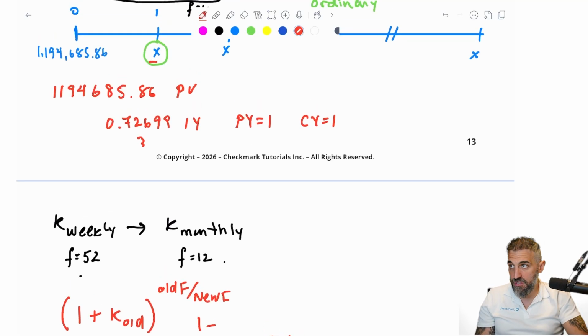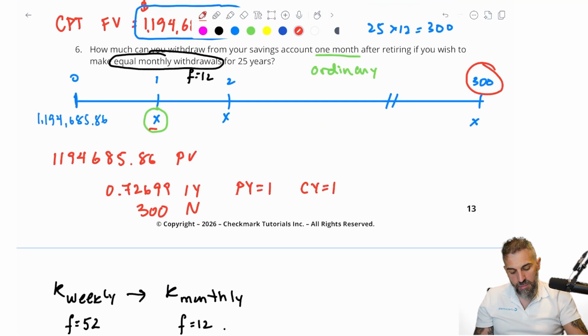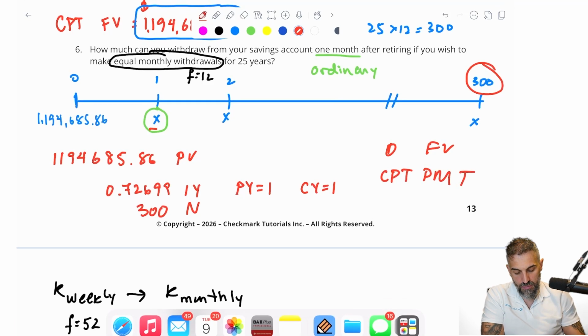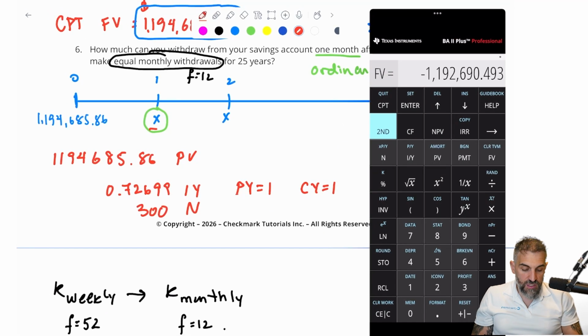300 is your N, because there's 300 total payments. Future value has to be 0 because you want to run out of money at the end, and then you compute the payment. Okay, so let's punch this all in. So this number, oh, that was wrong, right? So 1194685.86 is your new PV.